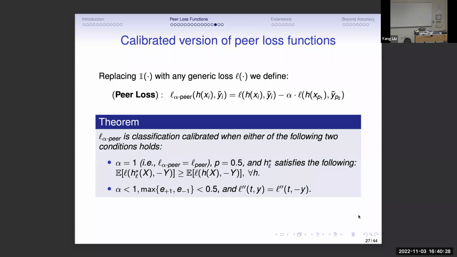We have some conditions, but I'm going to skip them. It does not hold as always, but these two cases are pretty general, even though the second case requires the baseline loss function's second order derivative to be constant, which is not the case for cross entropy, for example. Cross entropy, take the second order derivative, it's not a constant.